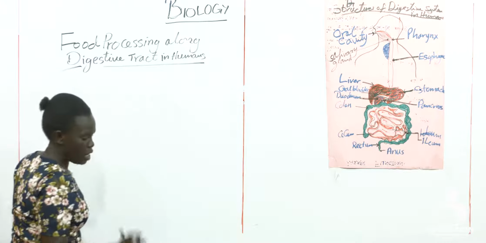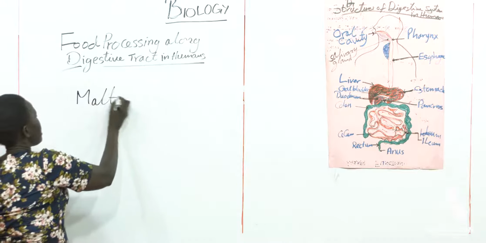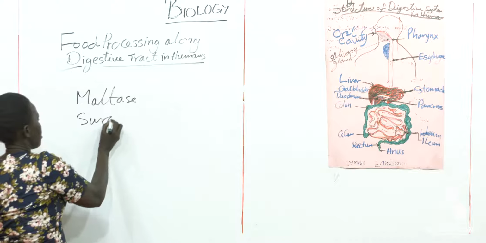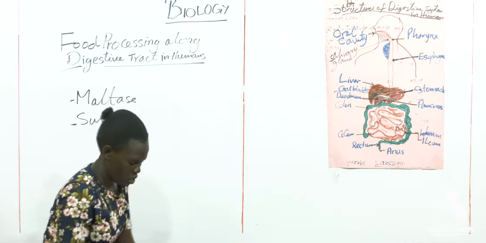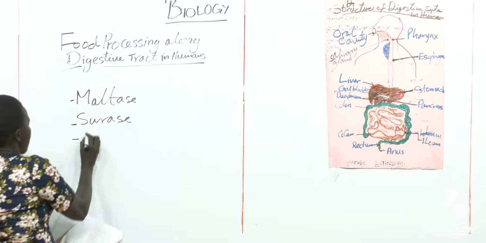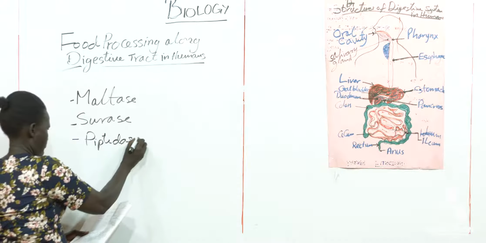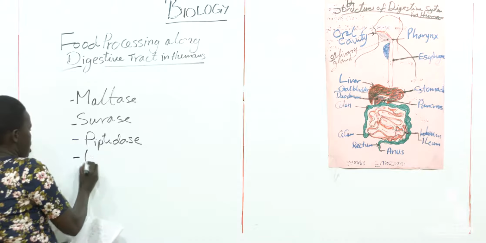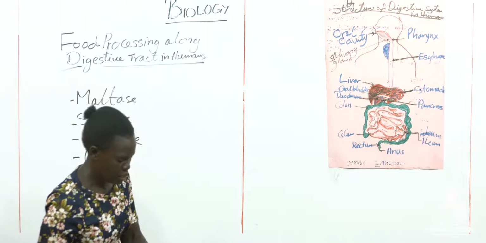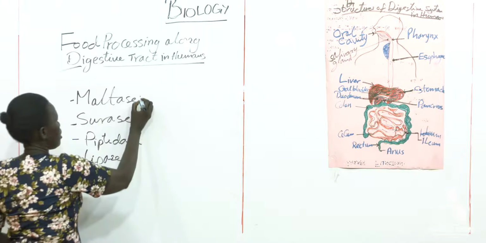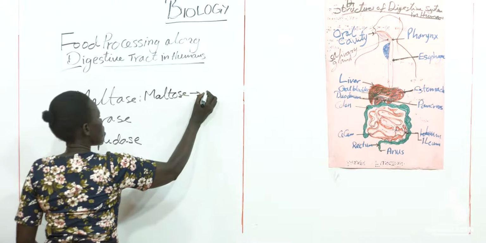We learned that in the small intestine there are some enzymes: maltase, saccharase, peptidase, and the last one is lipase. Maltase converts maltose into glucose.